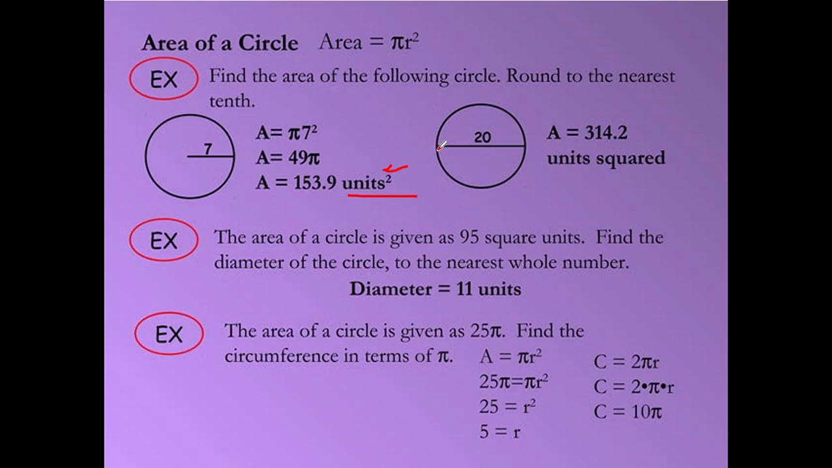Next, the second example is we have the diameter 20. So the area of the circle is equal to 314.2. We will use that, pi d. Right? We will use 3.14 or 314.2.